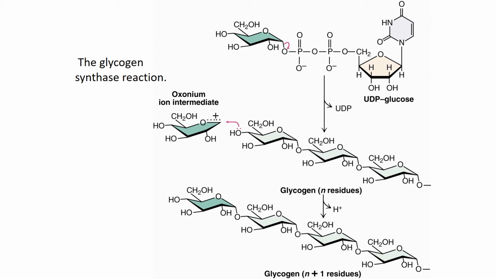The use of glucose rather than UDP glucose is unfavorable because it would be the reverse of a hydrolysis reaction. So we have to make that adjustment with the UDP here.